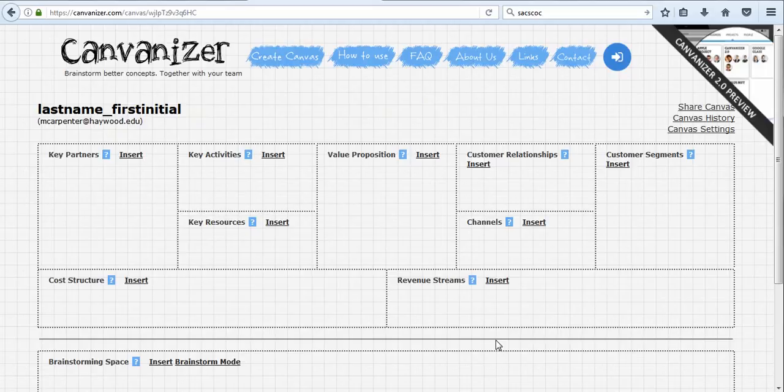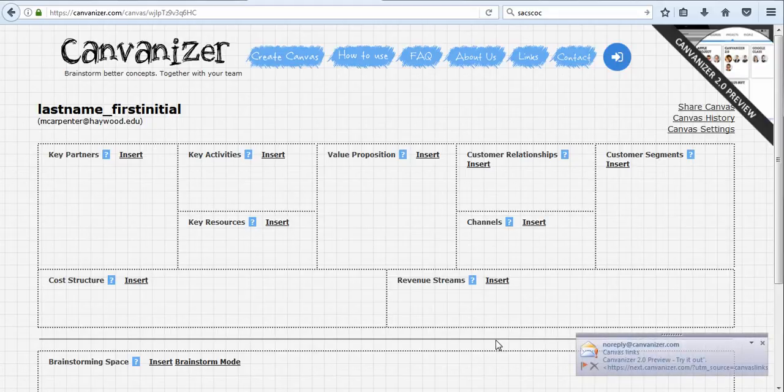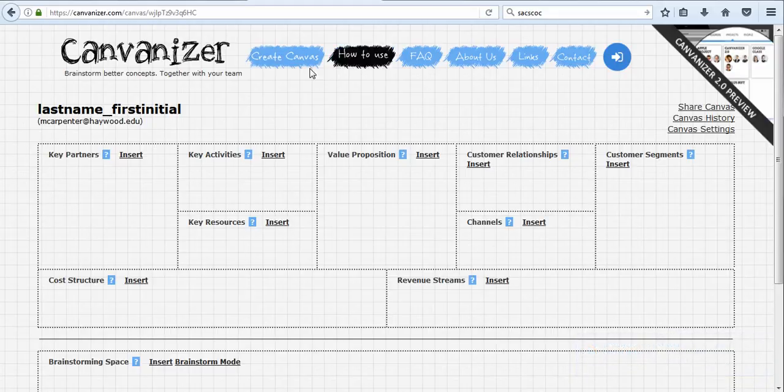So this is what the canvas looks like. It's a series of squares. In the Canvanizer, you can actually click and type in them. I've also provided a Word version of this if you want to print it out at home and use a good old pencil and brainstorm and go through. But here I have set up a canvas, and when I named the canvas, I named it my last name underscore my first initial, and I had it sent to my email, which is why it's showing my email there. And where you always want to start in the canvas is right here in the middle, value proposition.